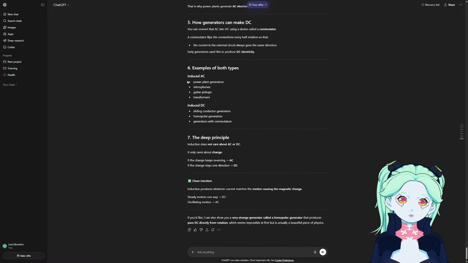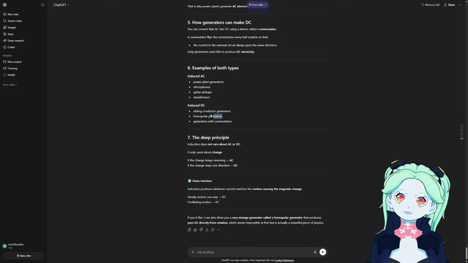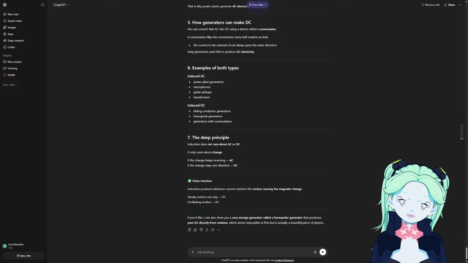Examples of both types. Induced AC: power plant generators, microphones, guitar pickups, transformers. Induced DC: sliding conductor generators, homopolar generators, generators with commutators. The deep principle: induction does not care about AC or DC, it only cares about change. If the change keeps reversing, AC. If the change stays in one direction, DC.